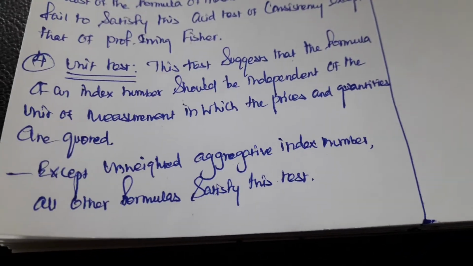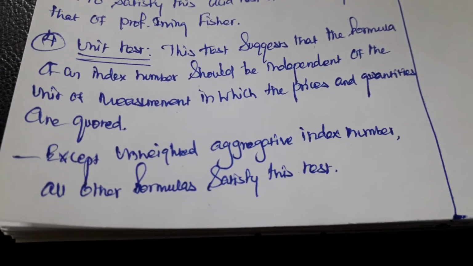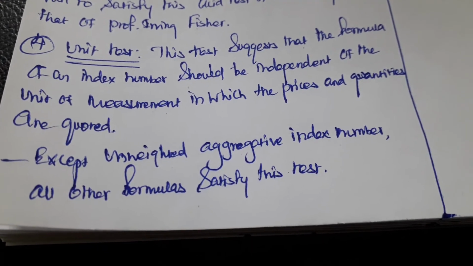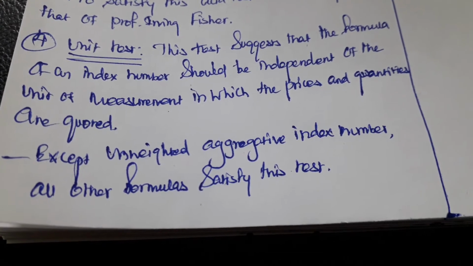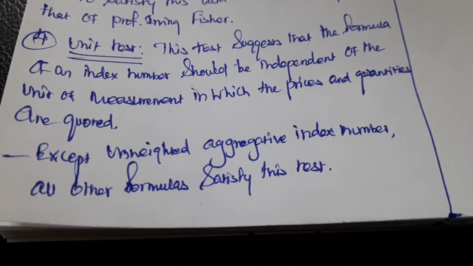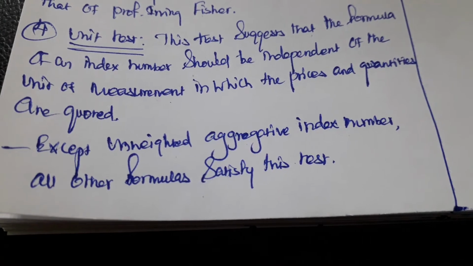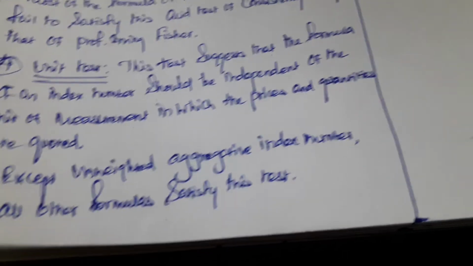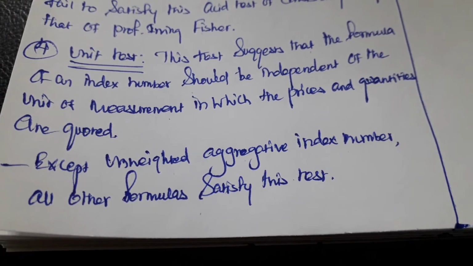The next one is the unit test. This test requires that the formula of an index number should be independent of the unit of measurement in which the prices and quantities are quoted. Except the unweighted aggregative index number, all other formulas satisfy this test. We cannot apply the unit test to the method of unweighted aggregative index number.